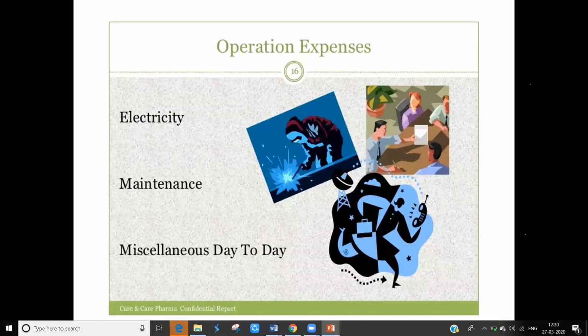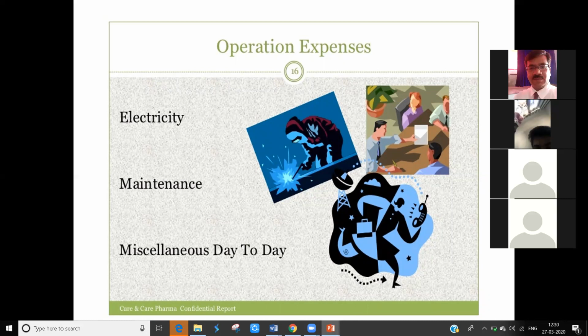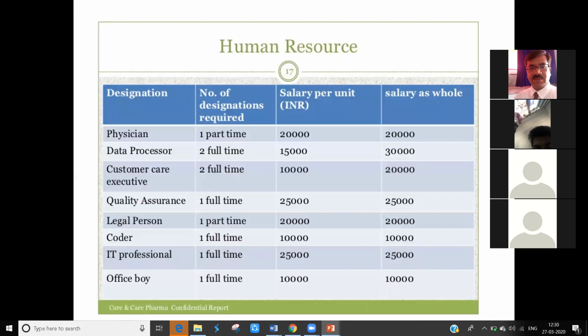The operation expenses also can occur, so that has to be taken care of, like electricity, maintenance, and miscellaneous day-to-day items like toilet paper, all those things. So these are the few things that you have to consider when your pharmacovigilance center is in operation. And the human resource system, we are saying that overall required for setting up a pharmacovigilance center in the hospital.